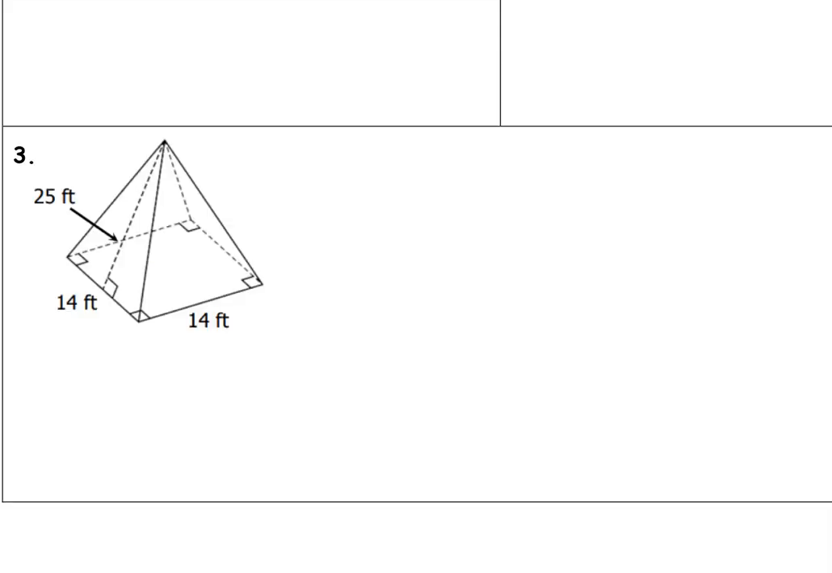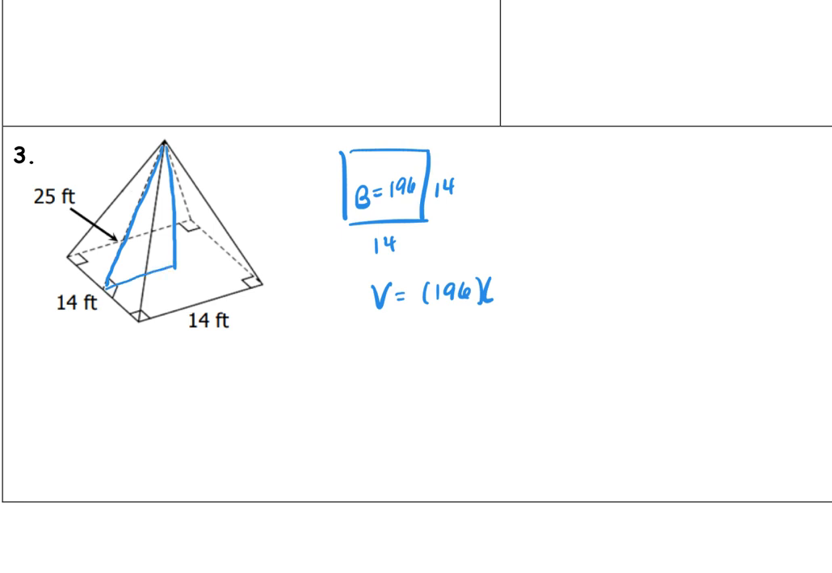All right, looking at the third one. Again, a rectangle pyramid, so we're going to draw that base off to the side. This one is a 14 by 14, which means the area of the base on this one is 196. So volume is the area of the base times the height. Now the problem is that the height would be right here. So we're given the slanted height, which is not what we need. When we don't have something, we know we have to use the Pythagorean theorem.